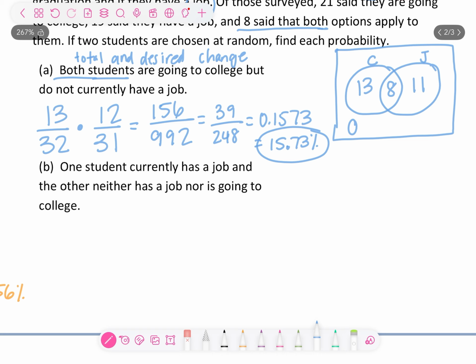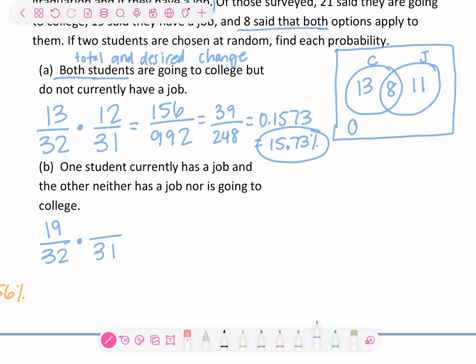Last but not least, it says one student currently has a job and the other neither has a job nor is going to college. So the first student has a job. All the students that have a job are going to be at the 11 plus 8, which is 19. So we're choosing from 19 students out of the 32 total. Times, then one of the students is accounted for, so the total definitely goes down to 31.